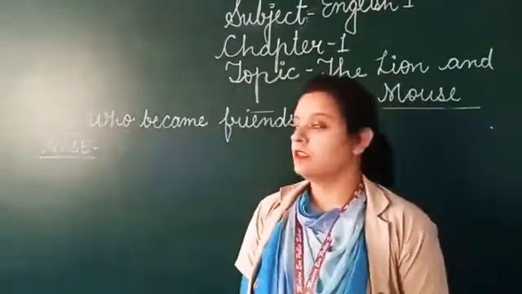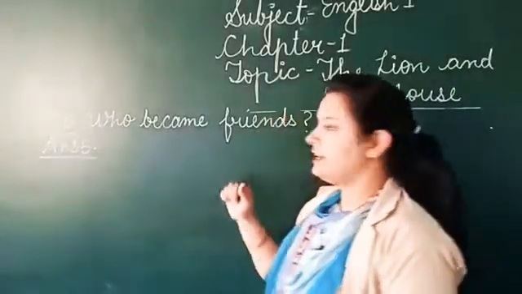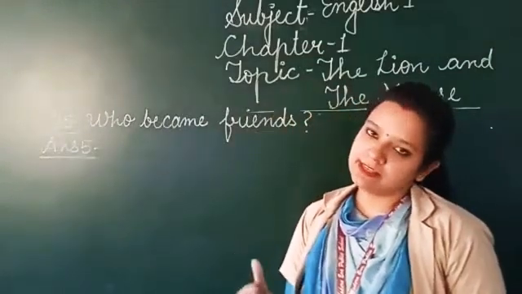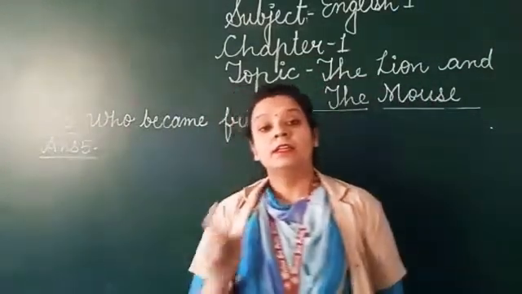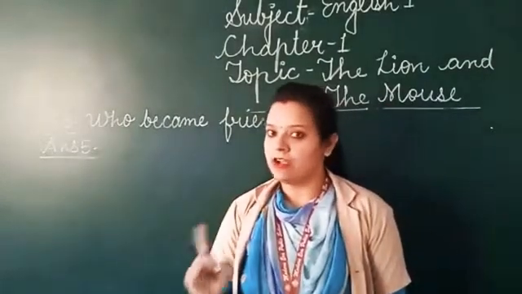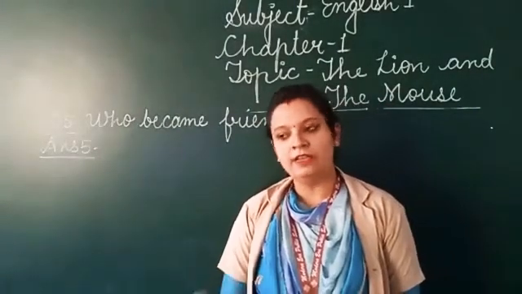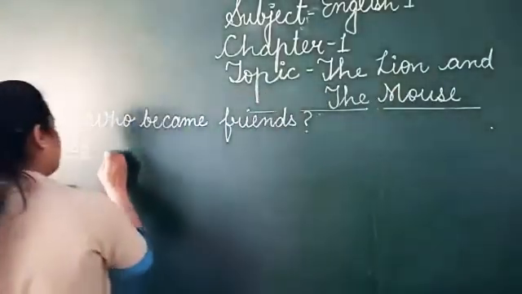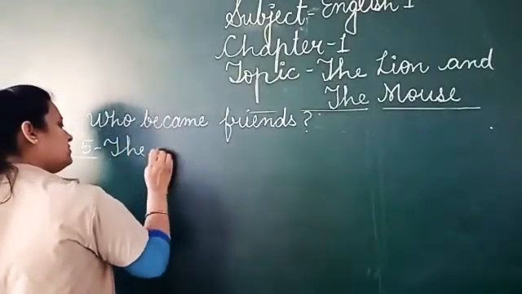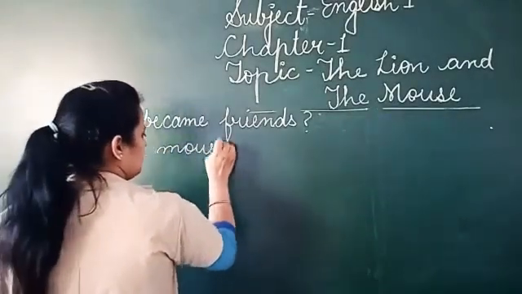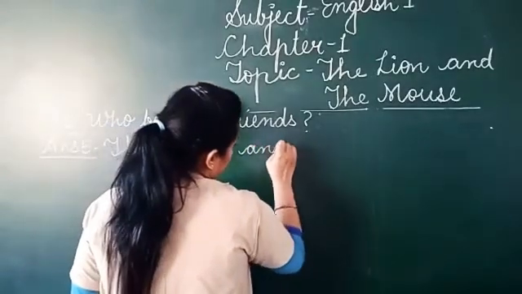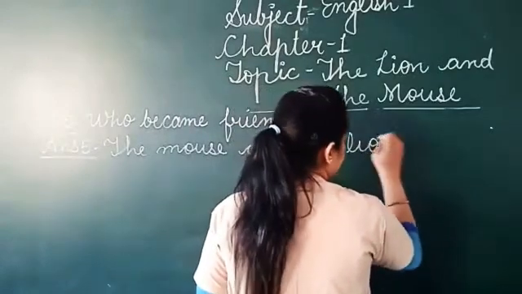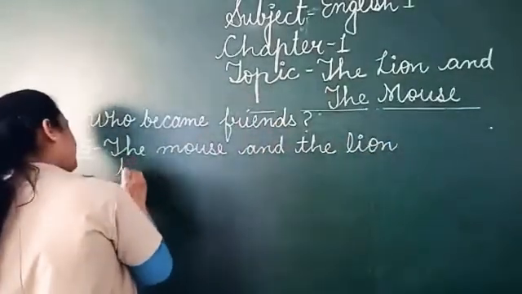So your fifth question is, who became friends? The mouse and the lion became friends, because the mouse saved the lion. After that they became friends. The mouse and the lion became friends.